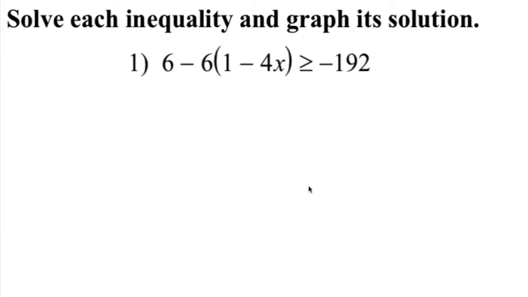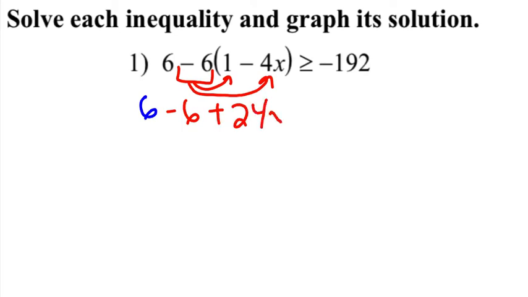Again, first thing that we want to do is distributive property. So I'm going to bring down the 6. Again, I'm going to go through these problems. I may go through them kind of quickly for some of you. If you need to pause, rewind, whatever, feel free to do that. So I'm going to take this -6 and distribute it through. We're going to multiply that through both of those. So -6 times 1 is -6. -6 times -4 is a positive 24x. Rewrite the rest of the equation: is greater than or equal to -192.